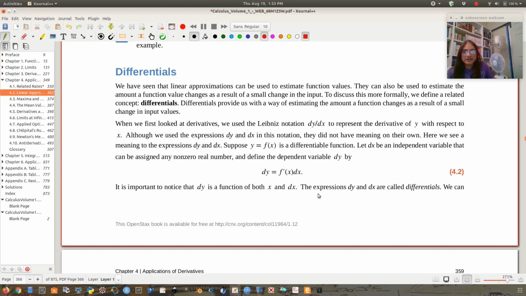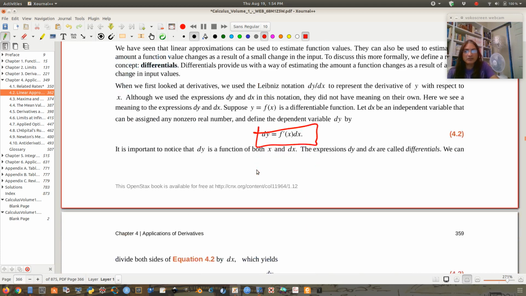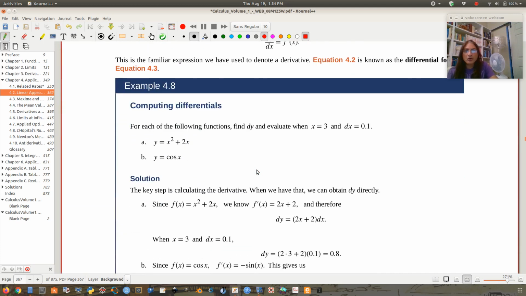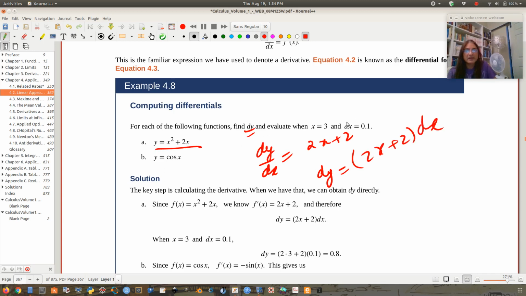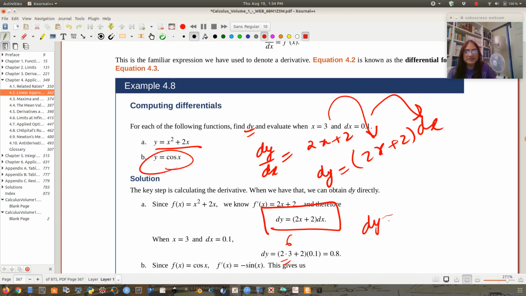Okay, then differentials we already studied, or I explained what a differential is. So for example here, y, find dy. That's pretty straightforward. Just do the derivative dy over dx, which will be 2x plus 2, and then the differential dy is equal to 2x plus 2 times dx. If x is 3, plug that in here, and dx is 0.1, plug that here. So 2 times 3 is 6, plus 2, 8 times 0.1, so 0.8. Similarly for this one, dy is the derivative, which is negative sine x times dx.